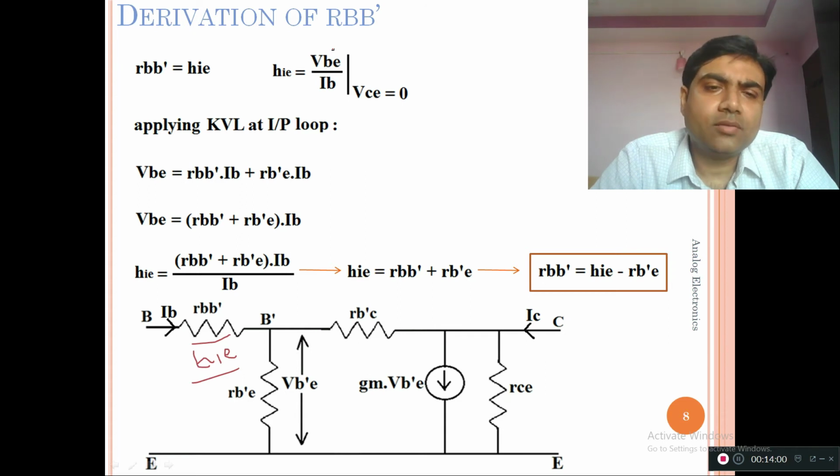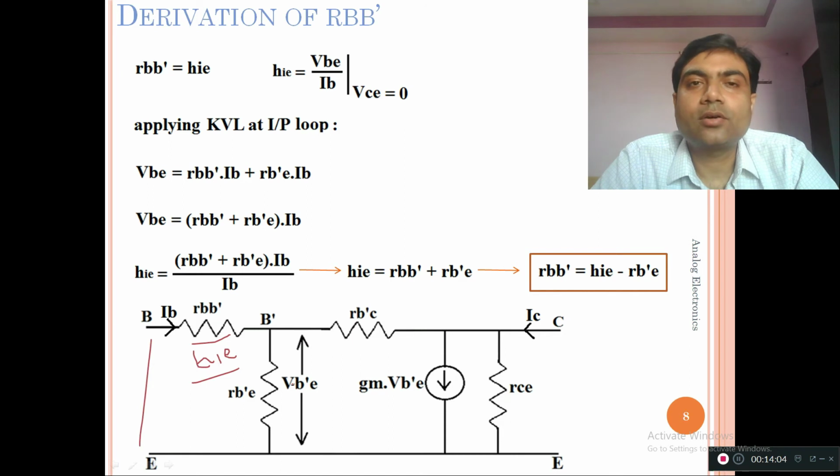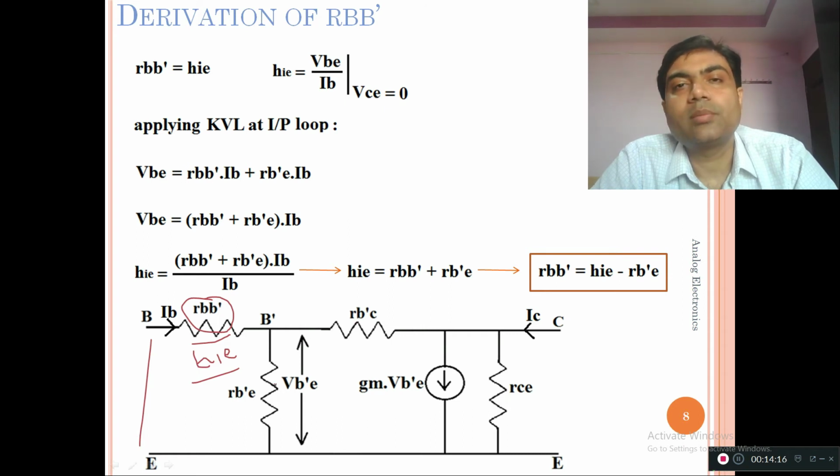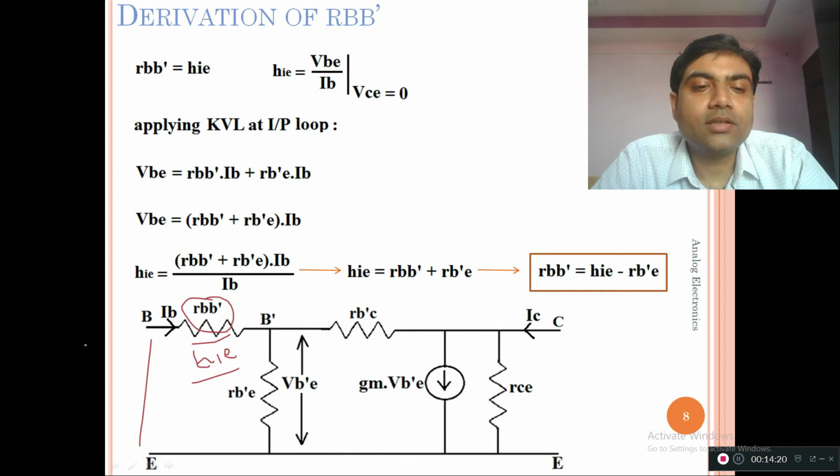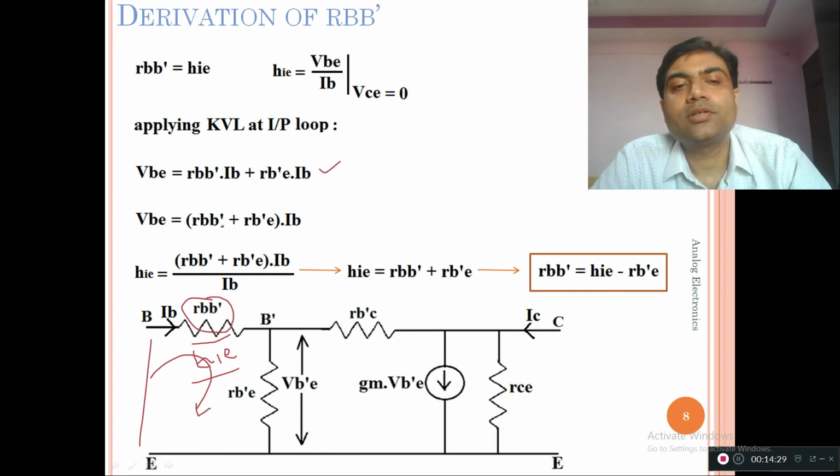Let it be VBE. VBE is the voltage which is present across here. VB dash E is present across here, and there is a resistance in between them, rb'e dash. So this is the VBE which is present across the input of the whole circuit, and this is VB dash E which is present across the rb'e dash. So applying the KVL, simply we have applied the KVL at the input loop. If you apply the KVL at the input loop, you will get this kind of equation. VB is equal to rb'e dash into IB plus RB dash into I.